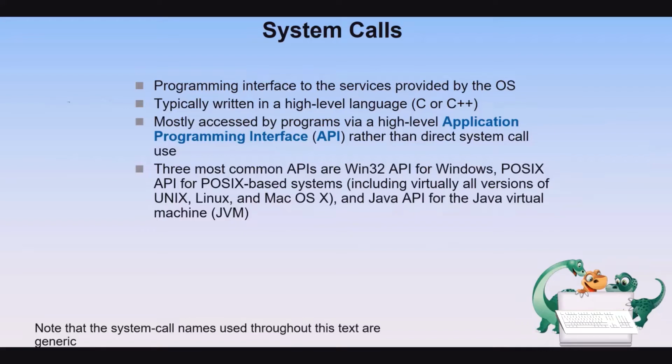All right. System calls are mostly accessed by programs via a high-level application programming interface, or API, rather than direct system call use. The three most common APIs are the Win32 API for Windows, the POSIX API for POSIX-based systems including Unix, Linux, and Mac OS, and the Java API for the Java Virtual Machine, or JVM.